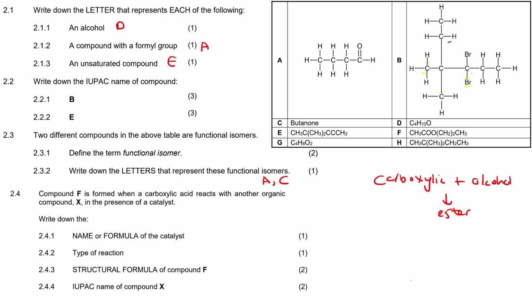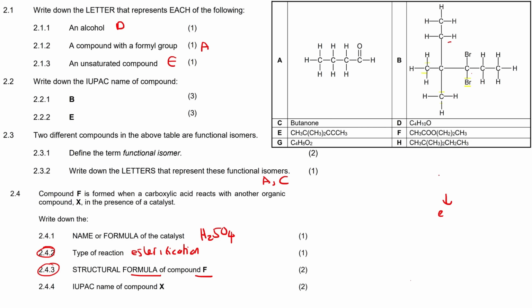Now it says write down the name or formula of the catalyst. You can just use H2SO4, or you can call it sulfuric acid. Now, what is the type of reaction? Well, it's going to be esterification. And then what is the structural formula of compound F? Well, we can just go check it out. We don't need to do the whole reaction.